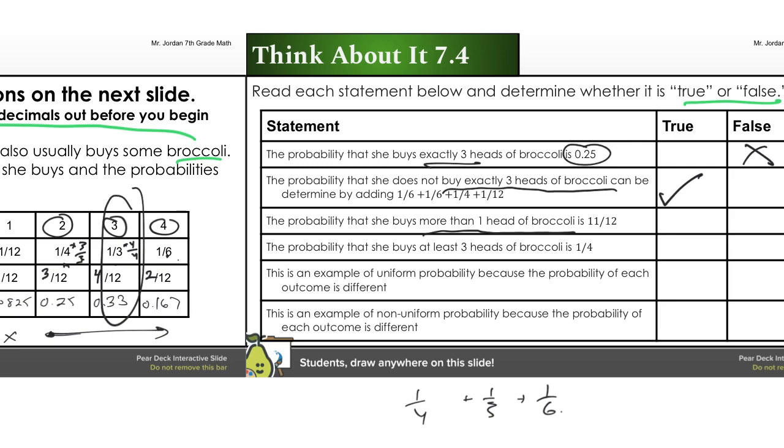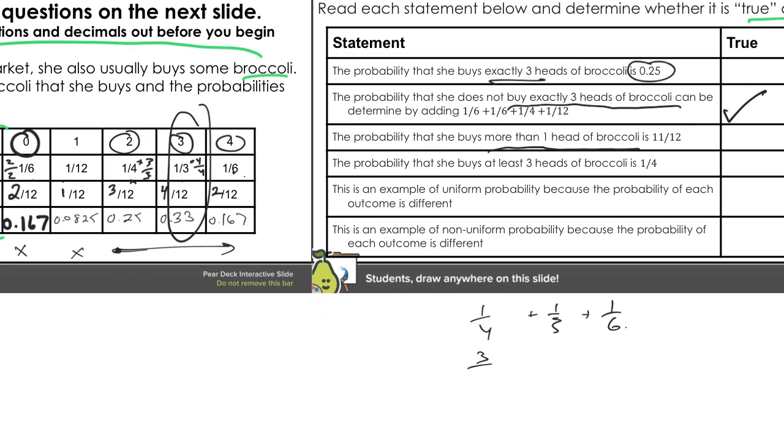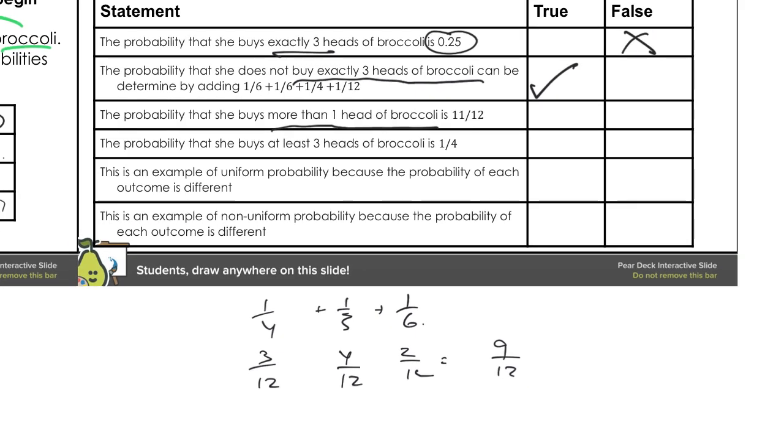Here we're getting into the decimals, but that's why we also did the common fractions. And so instead of the 1/4, we can say 3/12, 4/12, and 2/12. This would be 7, 8, 9/12, which is the same as 3/4. So the probability of more than 1 head of broccoli, 9/12, that is false.